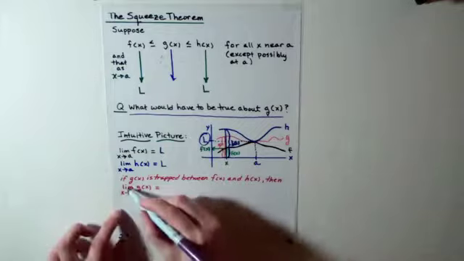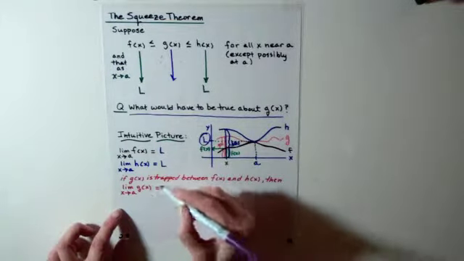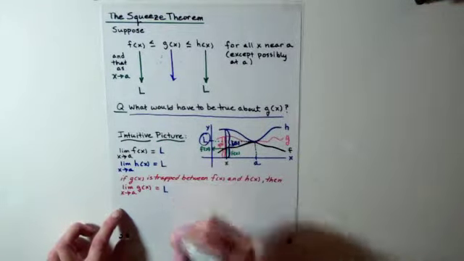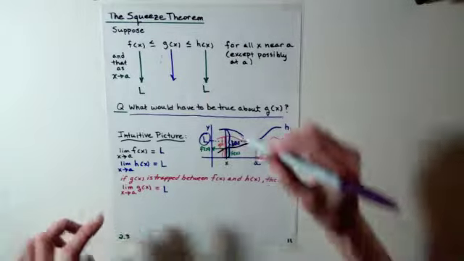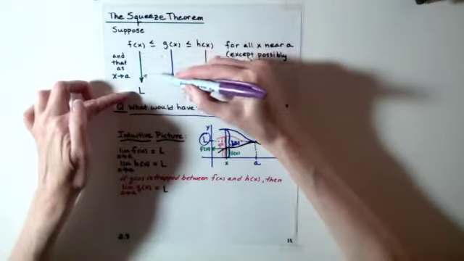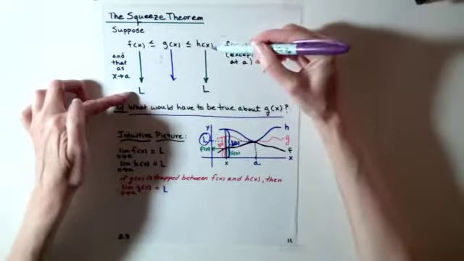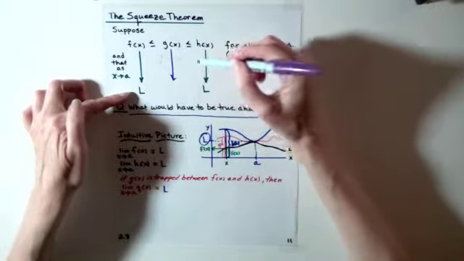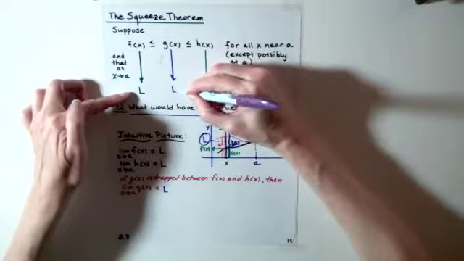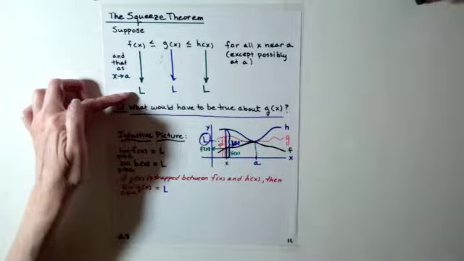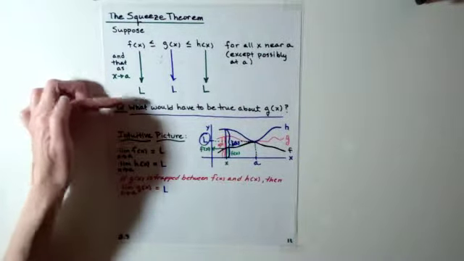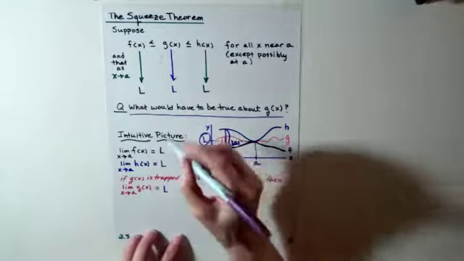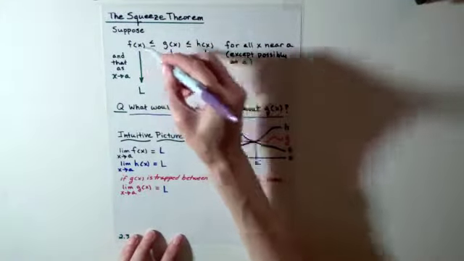And so the limit as x approaches a of g of x is also equal to L. Up here we could say that f of x is getting closer and closer to L, h of x is getting closer and closer to L, g is trapped between those two things, and so it is also getting closer and closer to L.